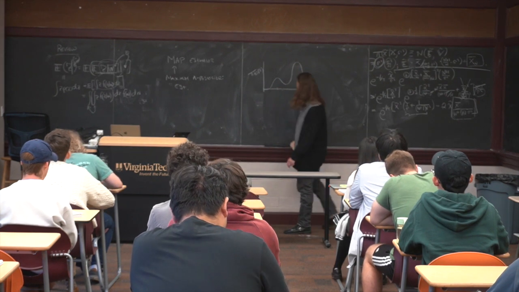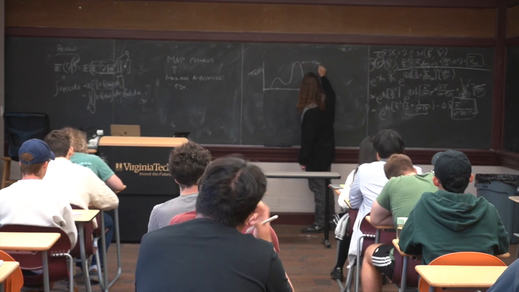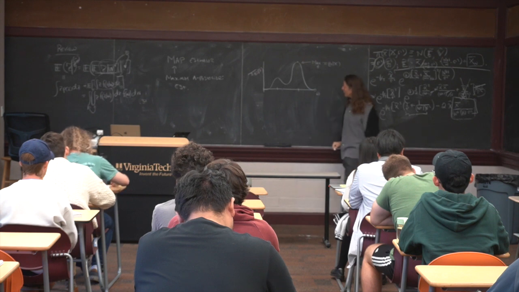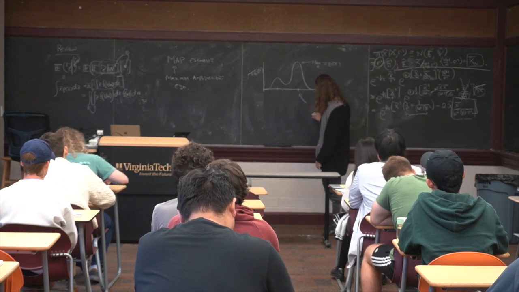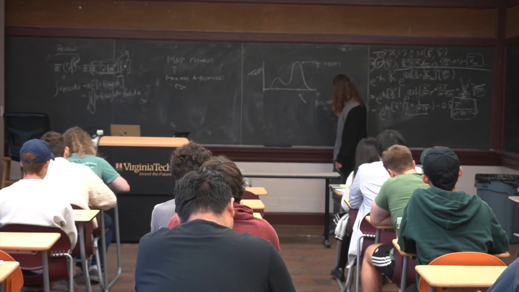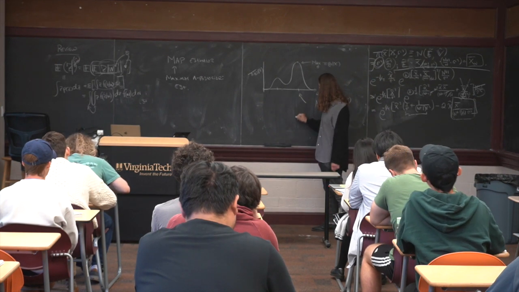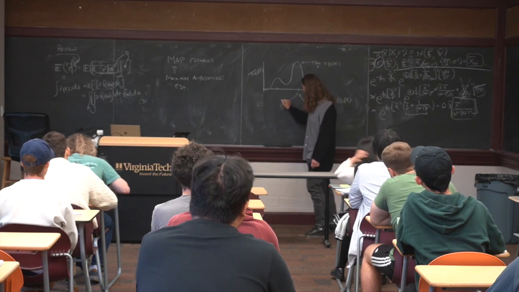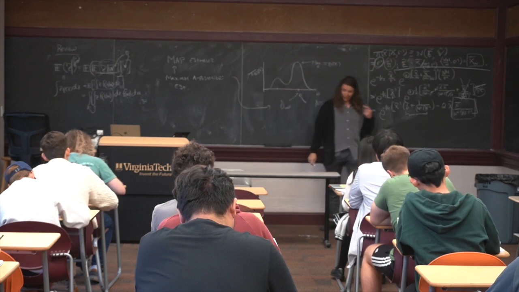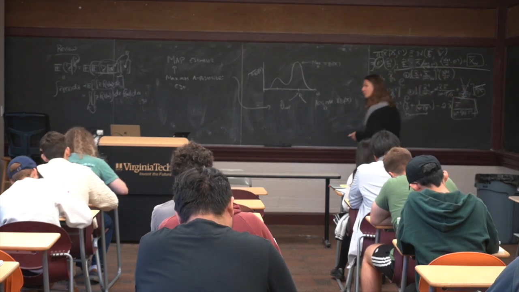So there's two modes in here. This point right here is the maximum of the posterior, where I'm maximizing over theta. And this right here is the argument that maximizes theta. So this thing right here is called theta hat MAP, and it is the maximum a posteriori estimator. So that's all it is.